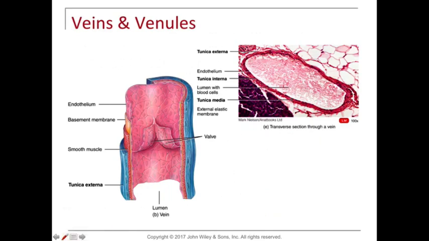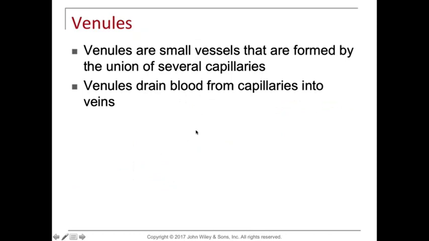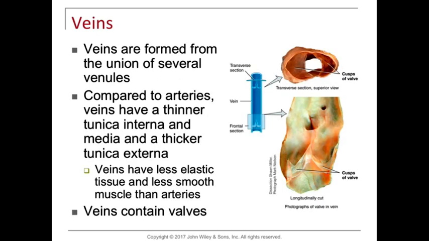Again, here's the picture of veins and venules. Again, you're going to see those same layers where you have the outer layer, the tunica externa, tunica interna, and the tunica media. And remember, our veins have valves. Venules are small vessels that are formed by the union of several capillaries. Venules drain blood from the capillaries into veins. Veins are formed from the union of several venules.